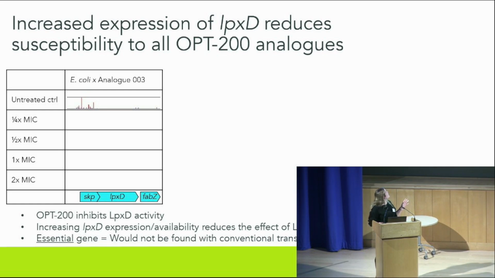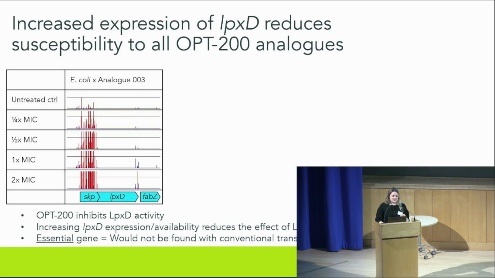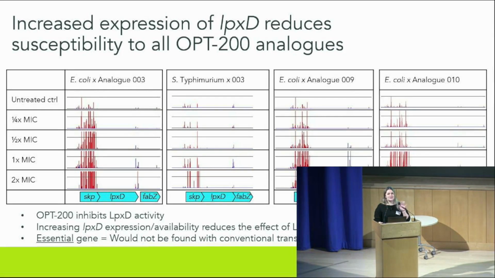At this locus, this is what the cell looks like normally. When we add this OPT200 at different concentrations, we get loads of insertions upstream of this gene LPXD. To cut a long story short, all of these insertions are driving increased expression of LPXD. And this happens in E. coli, it happens in Salmonella, and it happens in the different analogues.